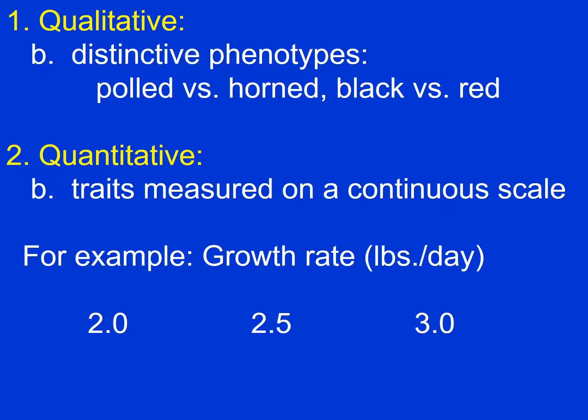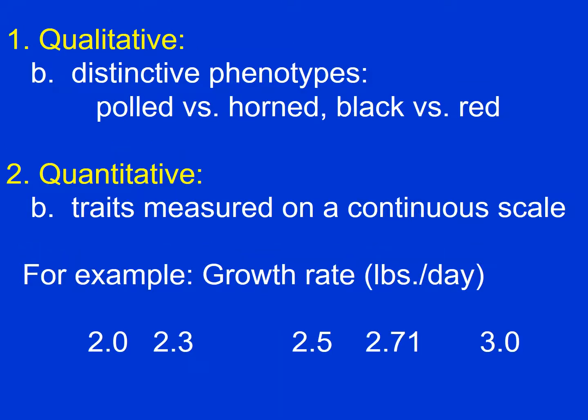Quantitative traits are usually measured or scored on a continuous scale. For our example here, we've got growth rate. Say we have three animals, and we measure them at the beginning of a growth period and at the end, and we find that of the three animals, we had one that grew 2 pounds a day, one that grew 2.5 pounds a day, and one that grew 3 pounds a day. So we have a low, medium, and high, but we go along and we measure a few more animals.